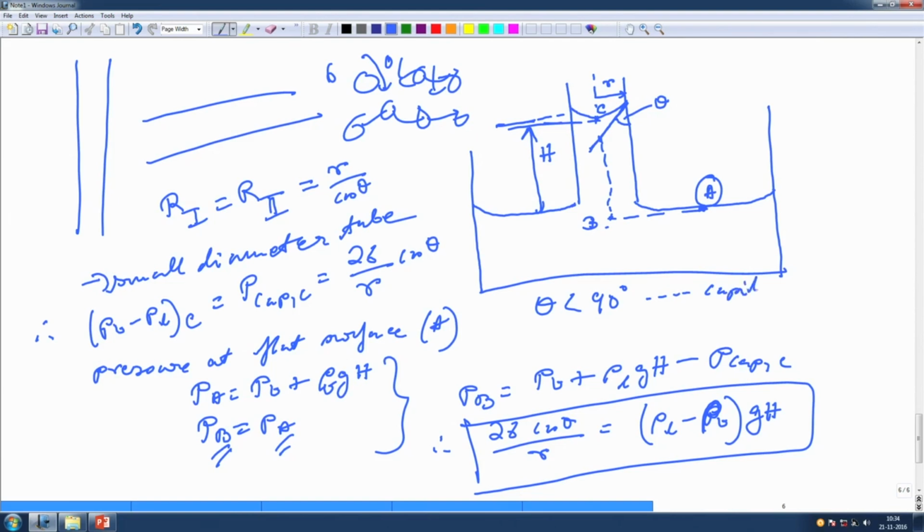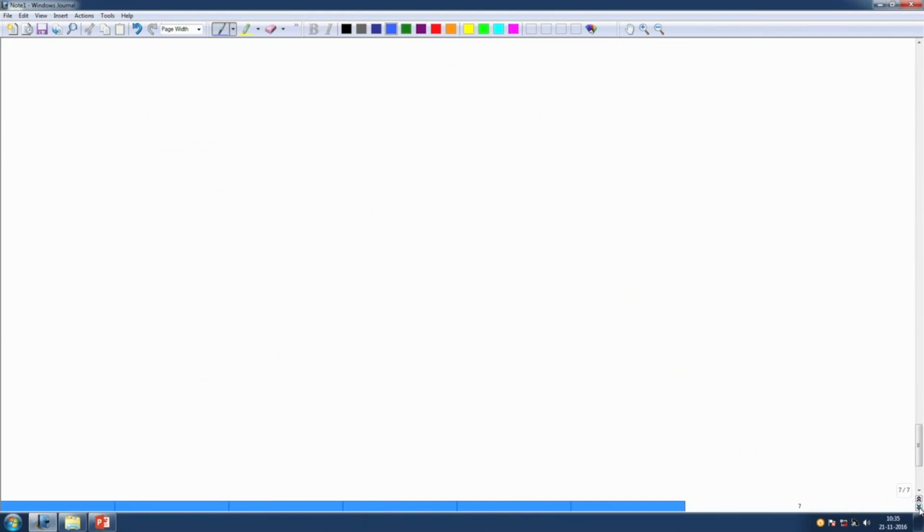So, we will get a capillary rise, right. If theta is greater than 90 degrees, the capillary rise H is negative, and hence there will be a depression, no rise. There will be depression, it will not rise, right. So, it cannot be seen.